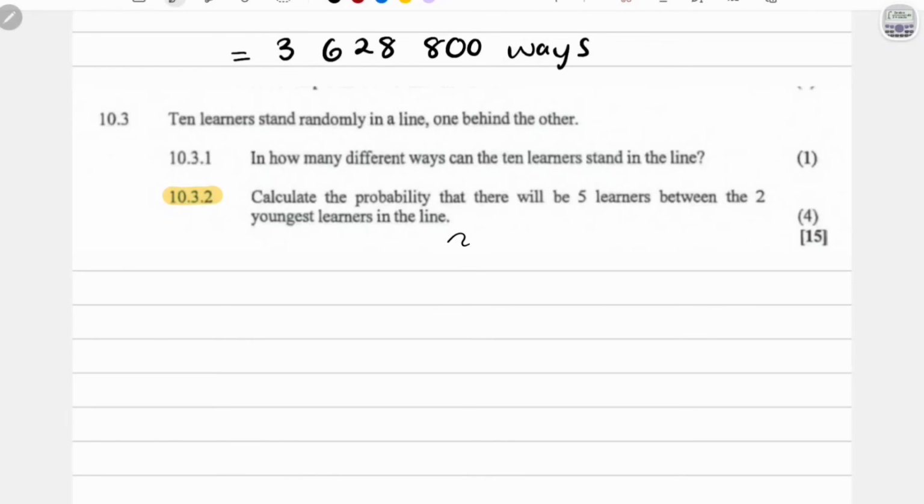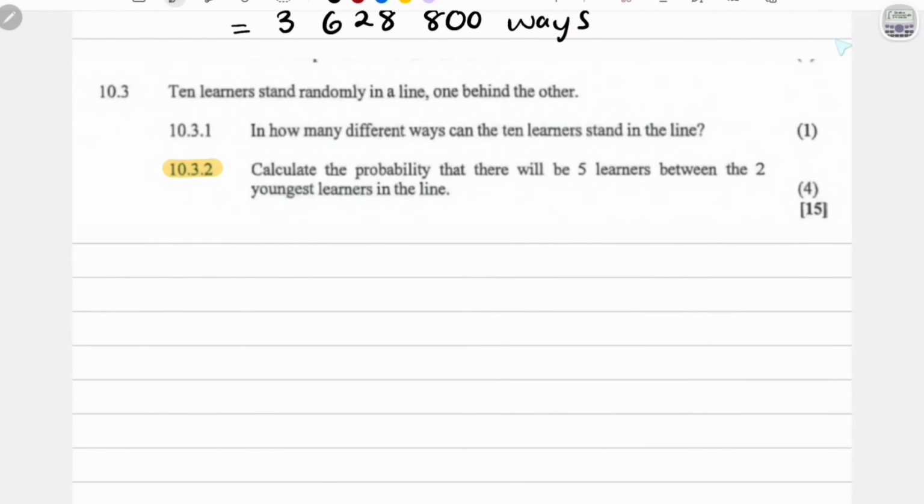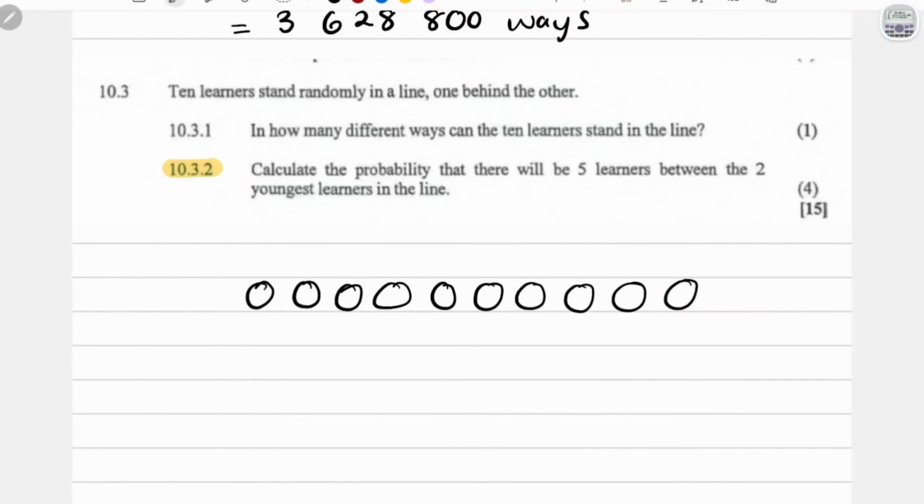So you have the 10 learners standing, right? And the question wants us to calculate the probability. So let me also just remember they are asking for probability that there will be 5 learners between the 2 youngest learners in the line. So we have 2 youngest learners and we need to calculate the probability that there's going to be 5 learners in between them. So let's think about that.